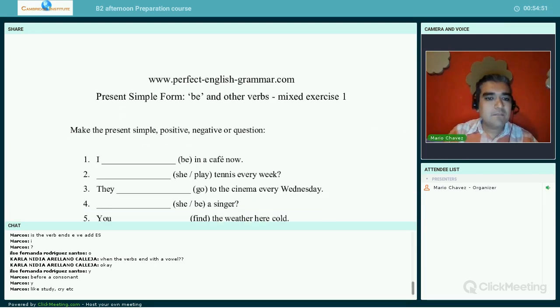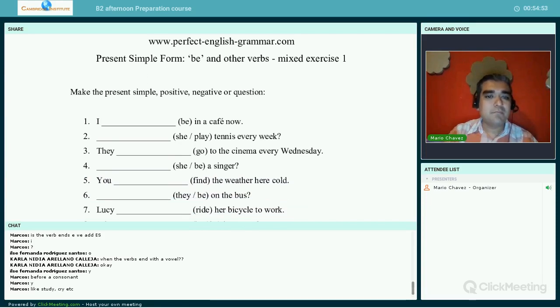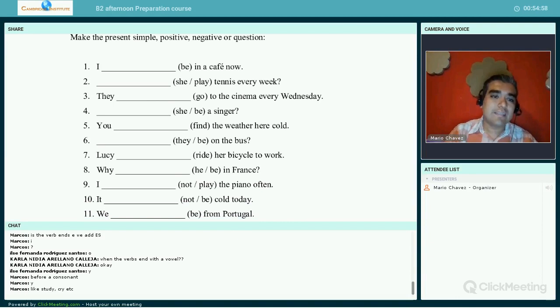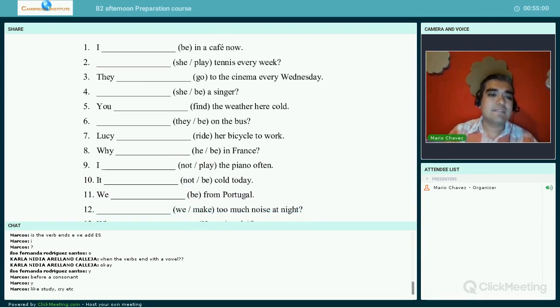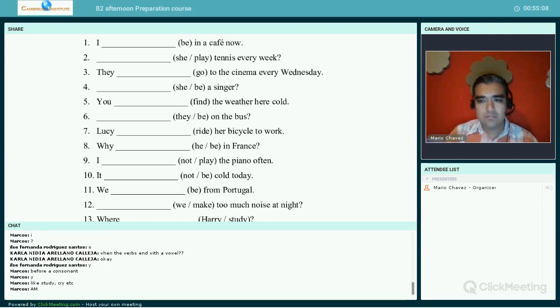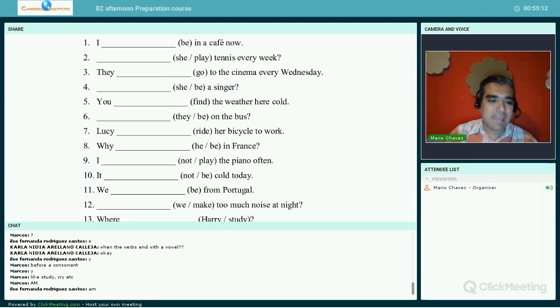Over here it says make the present simple positive, negative, or questions depending on the case. Example, the first one says, I in the cafe now. What would be the answer for number one? I am in the cafe now, right? And then in number two, she play tennis every week. What would be the answer for number two?